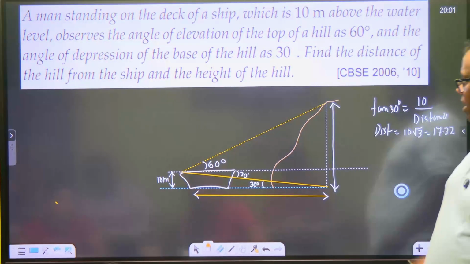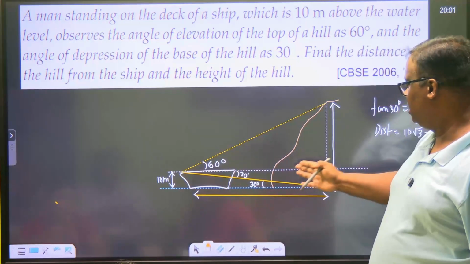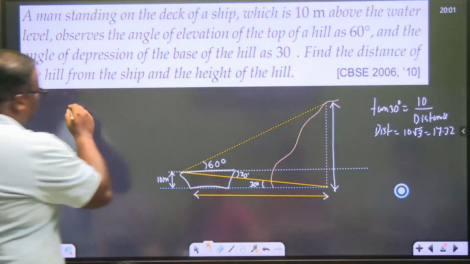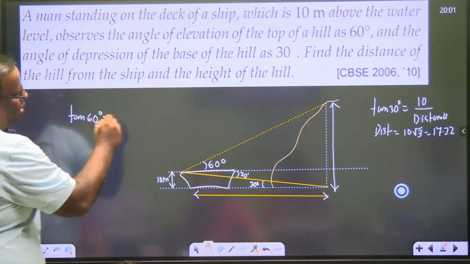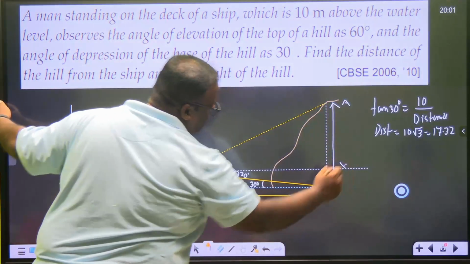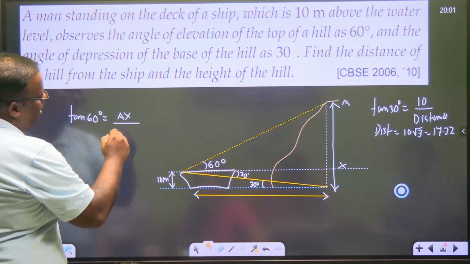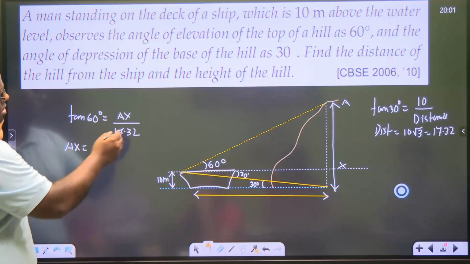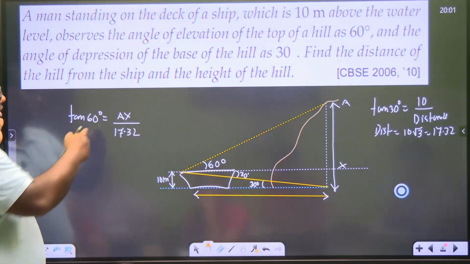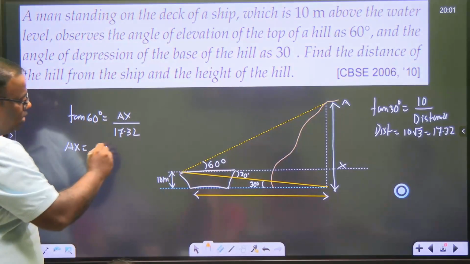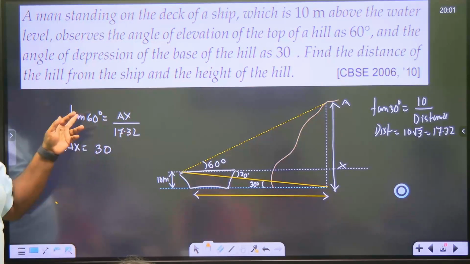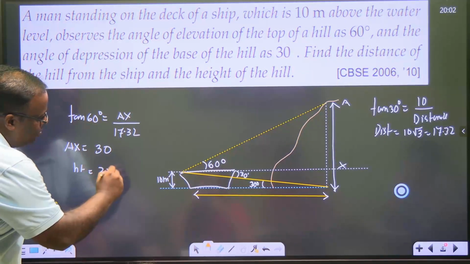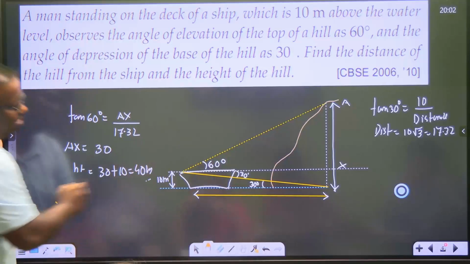And next we have to find out what? The height of the hill. Take from 60 degrees. If you take 60 degrees, then you get this small height. So let's take tan 60. Tan of 60 degrees will give me, let's say this is A and this is X, AX divided by 17.32. Agreed? So AX is equal to what? 17.32 was root 3 into 10. Root 3 into root 3 into 10, so this becomes 30. And the height will be overall how much? 30 plus 10, which is equal to 40 meters. Done.